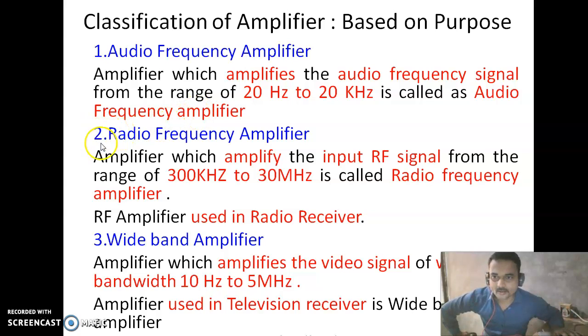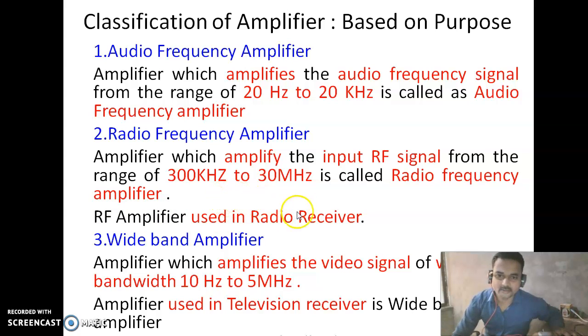The second type is the radio frequency amplifier, which amplifies the input RF signal. RF means radio frequency signal, in the range of 300 kilohertz to 30 megahertz. If a signal with a frequency between 300 kilohertz and 30 megahertz is amplified by an amplifier, it is called a radio frequency amplifier. The RF amplifier is used in a radio receiver.